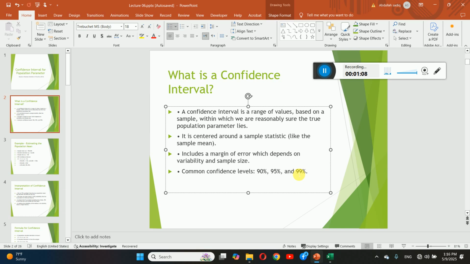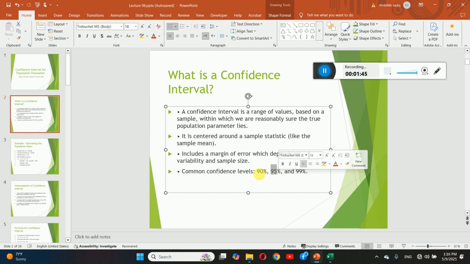So the confidence interval, students, gives you two values: one is the lower limit, another is the upper limit. Both of these values are computed on the basis of 90%, 95% or 99%. If it is computed based on 90%, we say we are 90% sure and confident that the true population parameter, the central value, is within the interval developed at 90%. Or we are 95% confident and sure that the true population parameter, the central value, is within the interval developed at 95%.